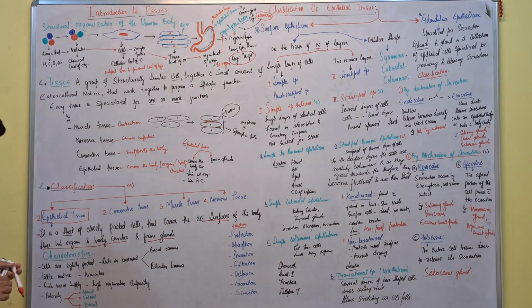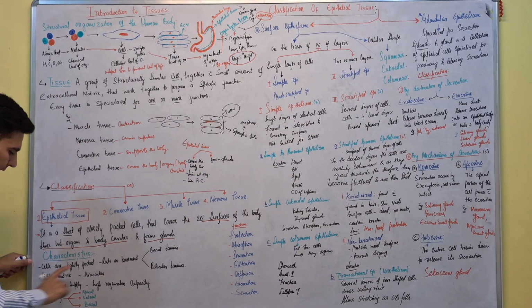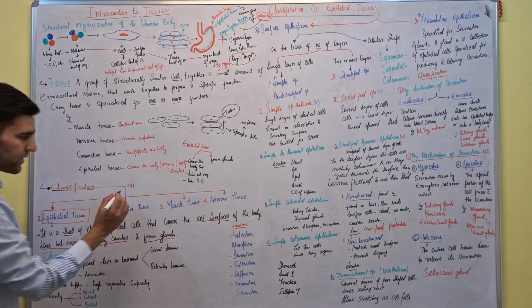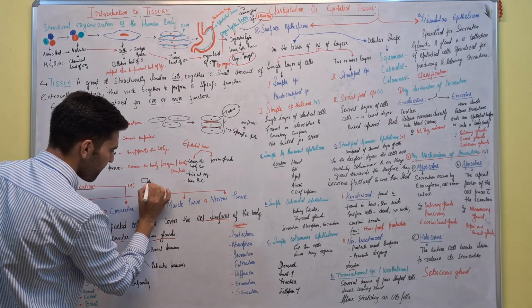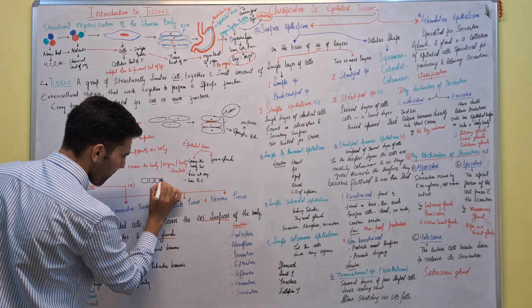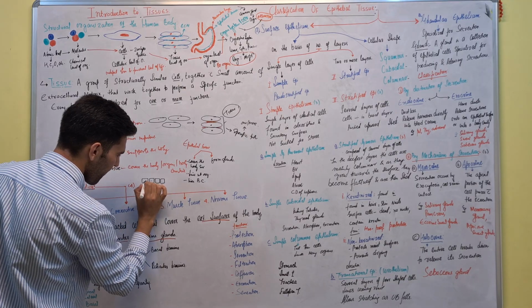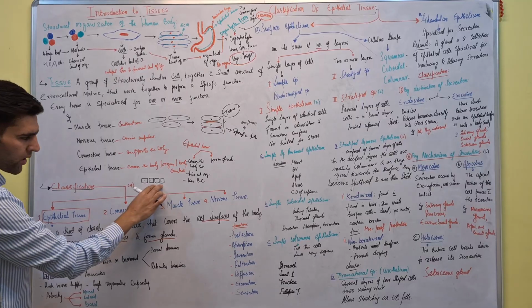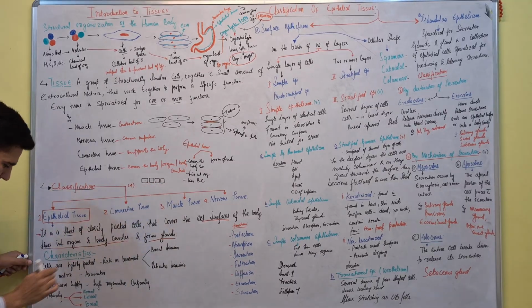Now coming to the characteristics of epithelial tissue. First is, the cells are tightly packed. That means if this is the epithelial tissue, the cells of epithelial tissue are tightly packed, that is, they are close to one another.